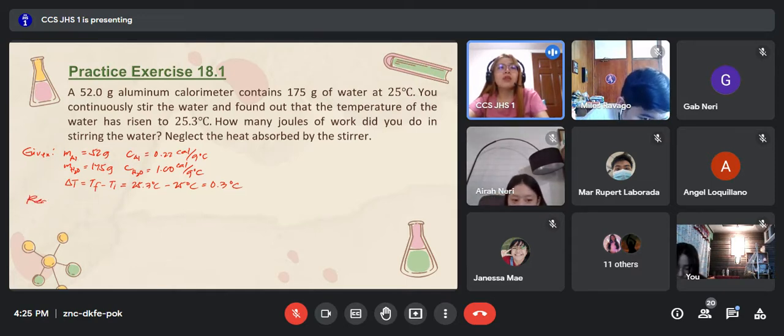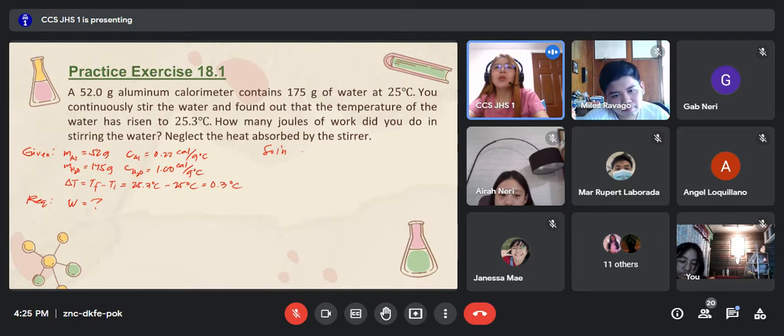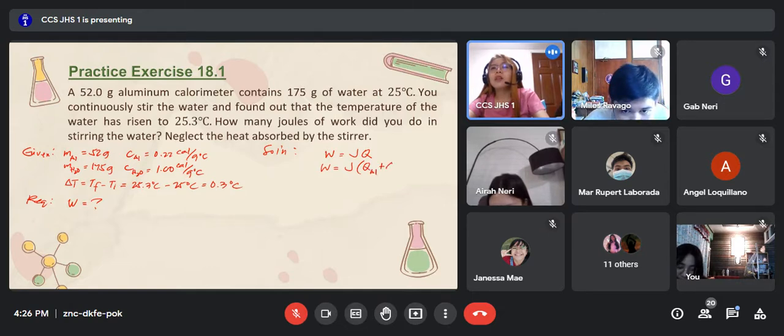So you are required to solve for work done. What is the solution? You just add the heat of aluminum and water and then multiply it by the mechanical equivalent of heat. So this is now the equation: J times Q, J times the heat of aluminum plus the heat of water.